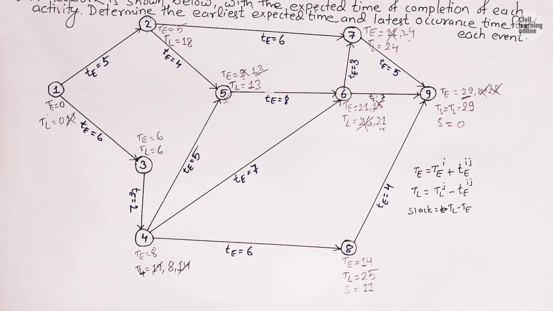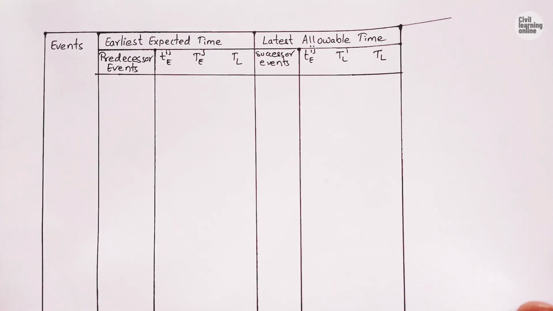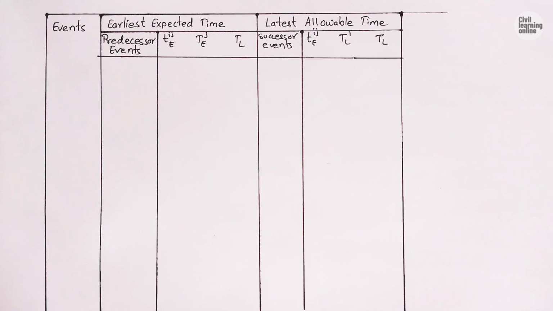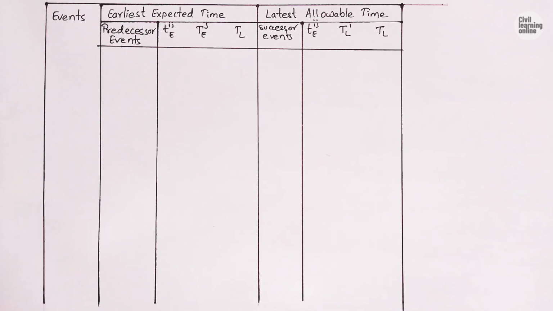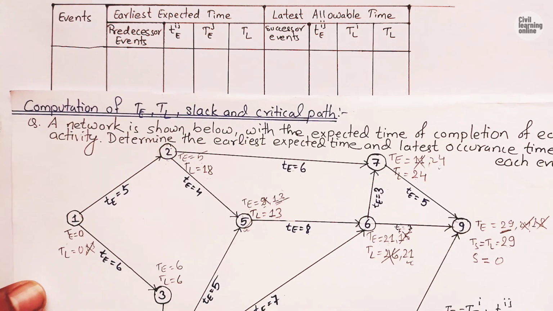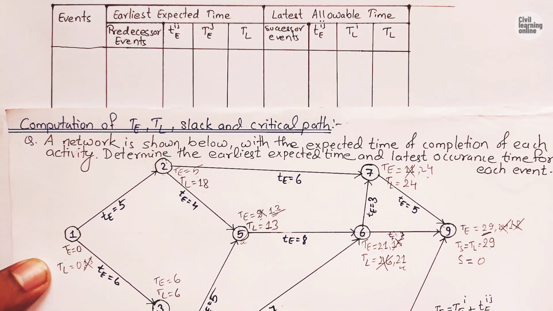So now I am going to show you in the tabular form. So here is a table. Simply pause the video and try solving the numerical as I am doing in this video. So pause the video and draw a table. So here is the table, and we will need this diagram in order to solve this numerical.